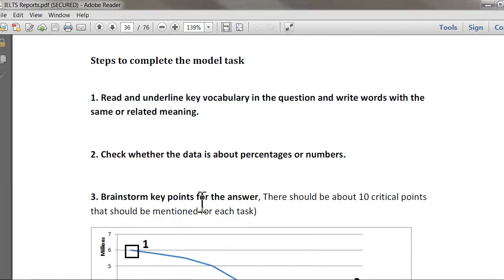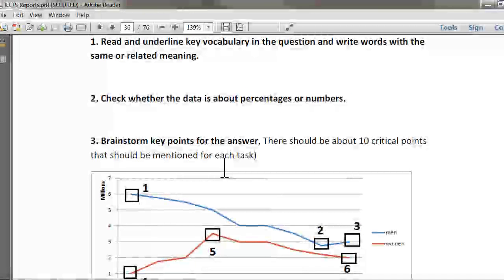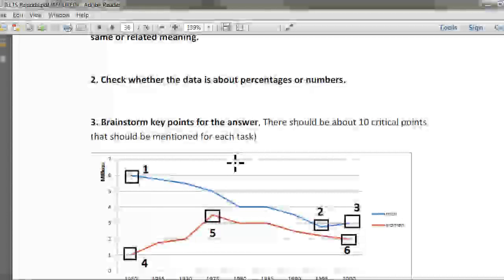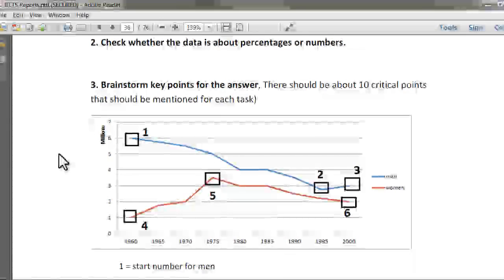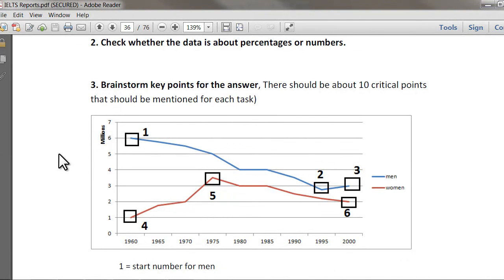Then we've got to brainstorm our key points. Now, I strongly suggest you do this before you start writing. It's an important thing because you've only got 20 minutes and 150 words. You don't want to say too much. And as I said, as the amount of data increases, we've got to be more selective. Also, what you really want is about 10, maybe 12 key points that you want to talk about.